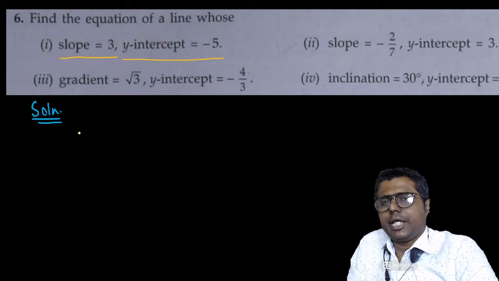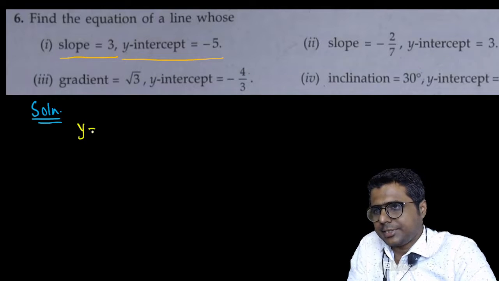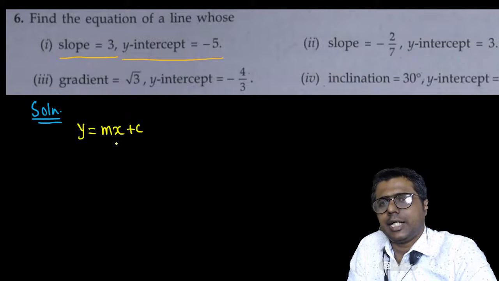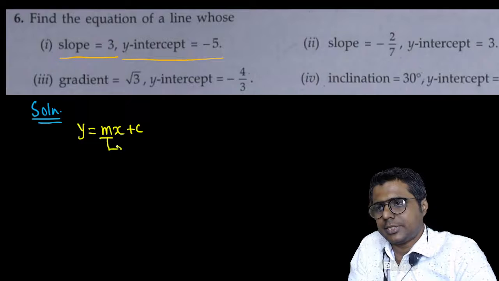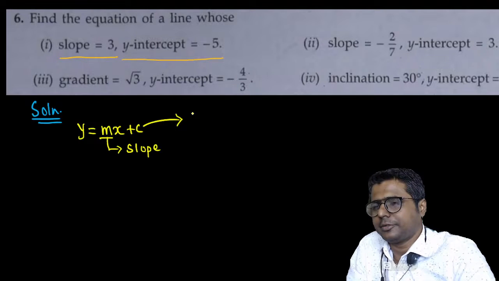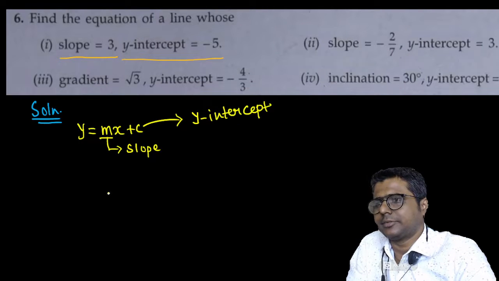First of all, any equation of straight line, a simple generalized formula which we have proven, right? And in that case we know that this m is nothing but slope and this c is nothing but y-intercept, that is the point where the line has intersected the y-axis.